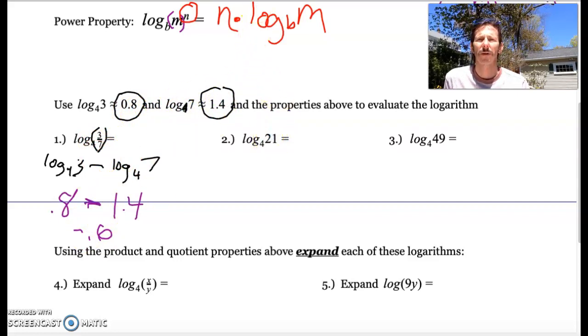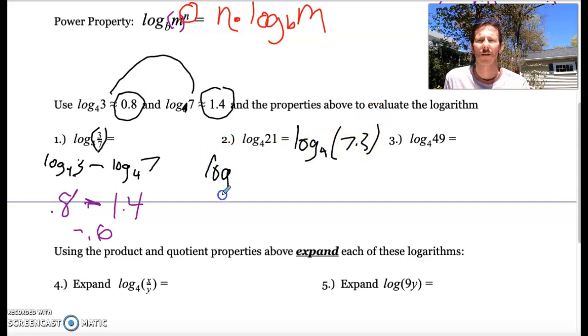Similar here, it's a little bit more challenging because it's not quite as obvious, but I need my log base 4 to be written in terms of 7s and 3s. And so when I see 21, I want to think to myself, well, that's the same as 7 times 3. So this is really the same as saying log base 4 of 7 times 3. And if that's the case, there's a multiplication in there. I can rewrite this as log base 4 of 7 plus log base 4 of 3. Multiplication in my log, write it as 2 separate logs being added.